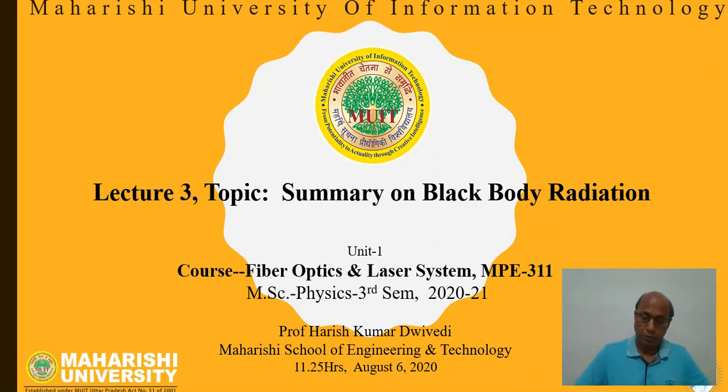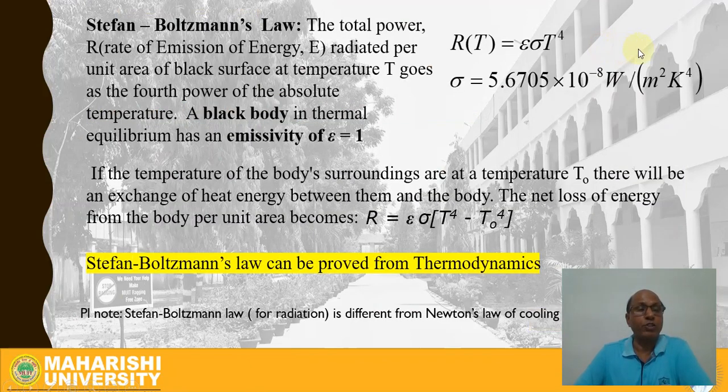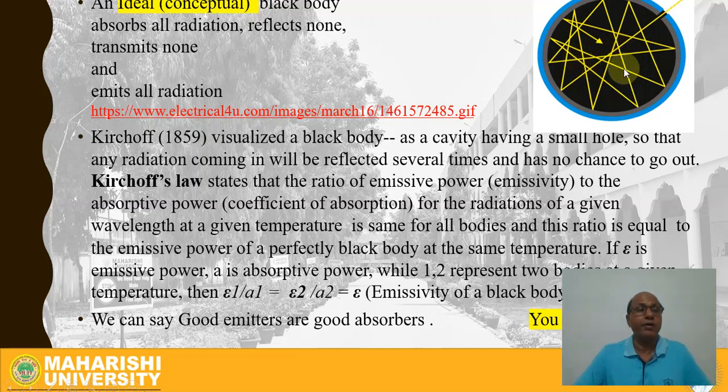So, in black body radiation, let us look at the concept first. An ideal conceptual black body, as you can see here, is something which has a black surface, and it should not reflect anything. Neither should it transmit any radiation. It should absorb all the radiation which is coming in.